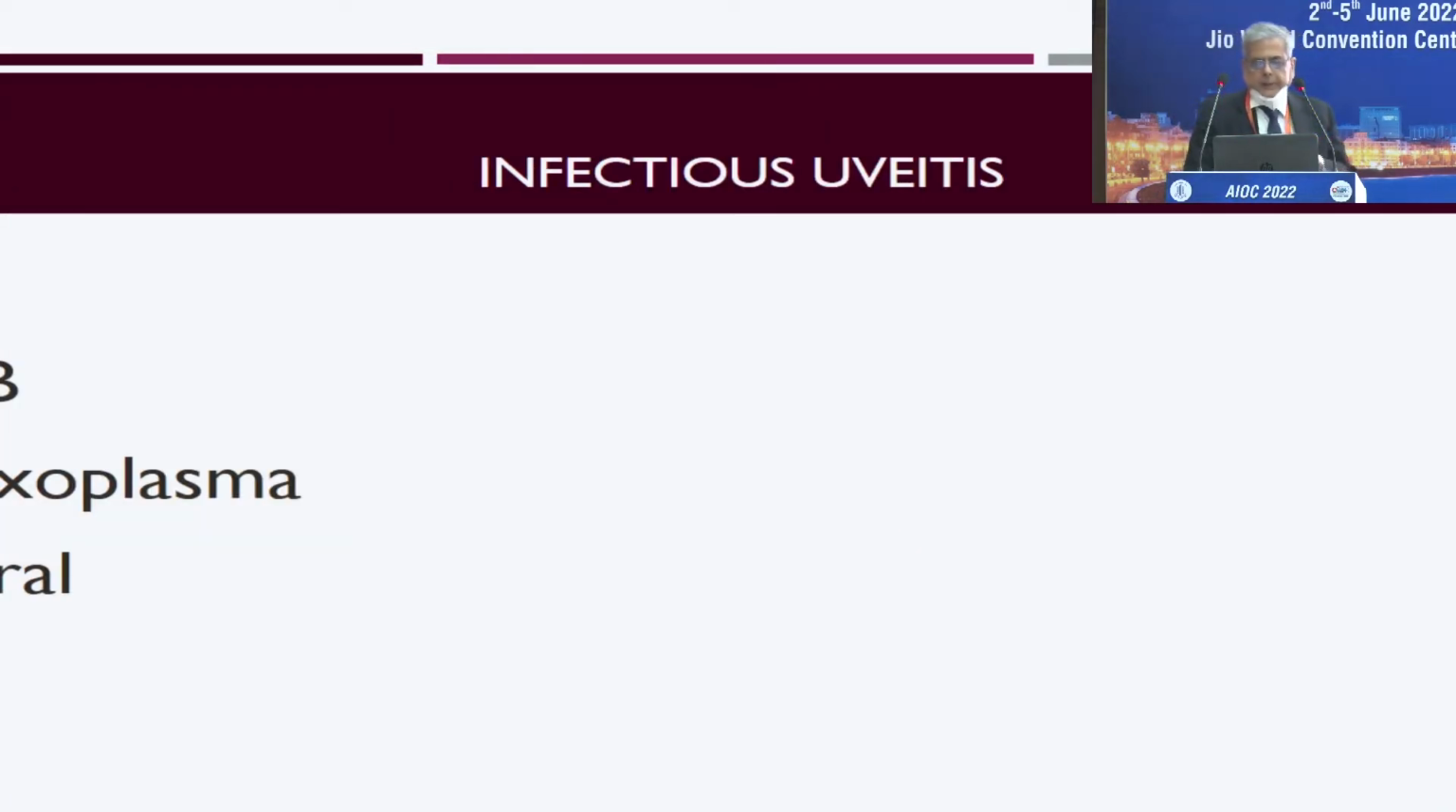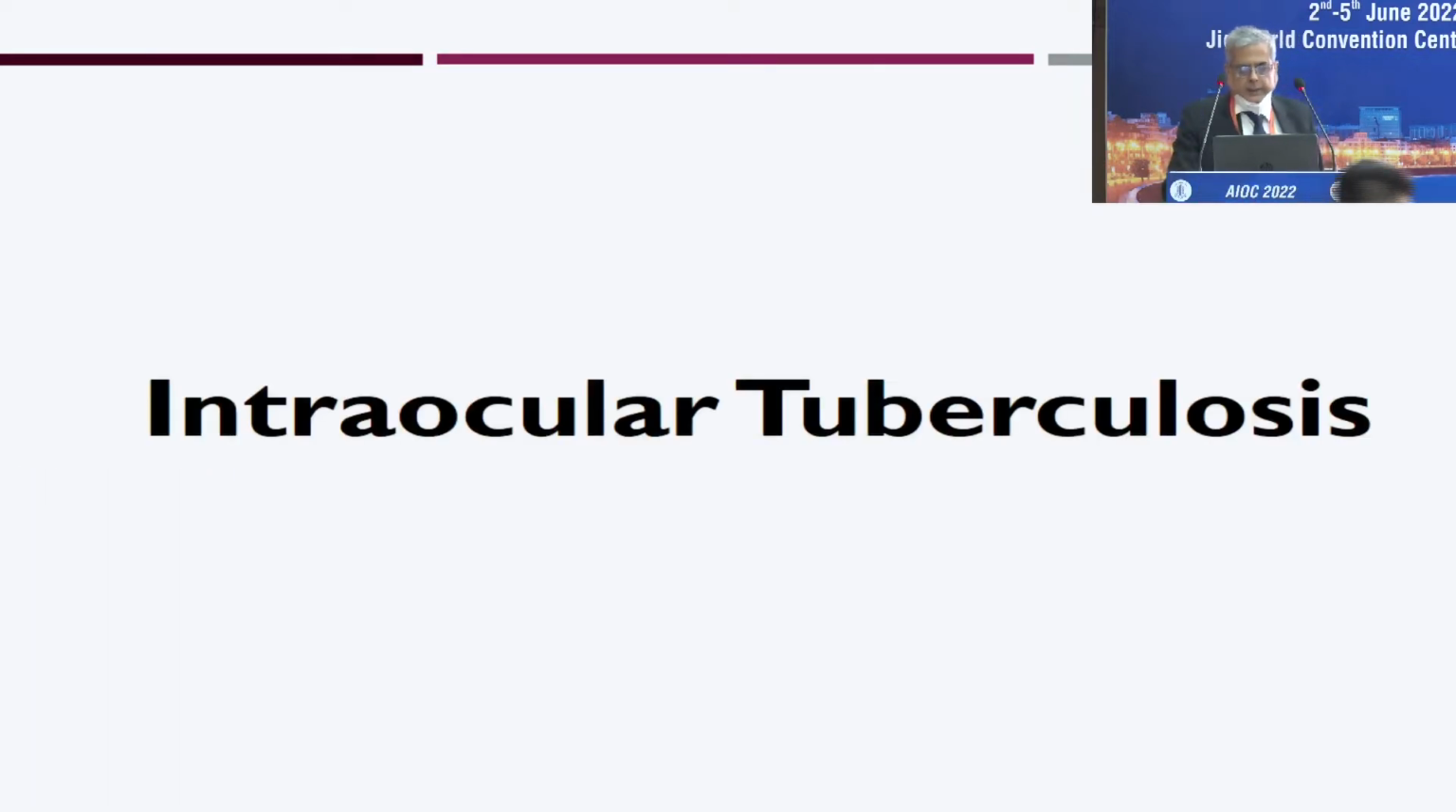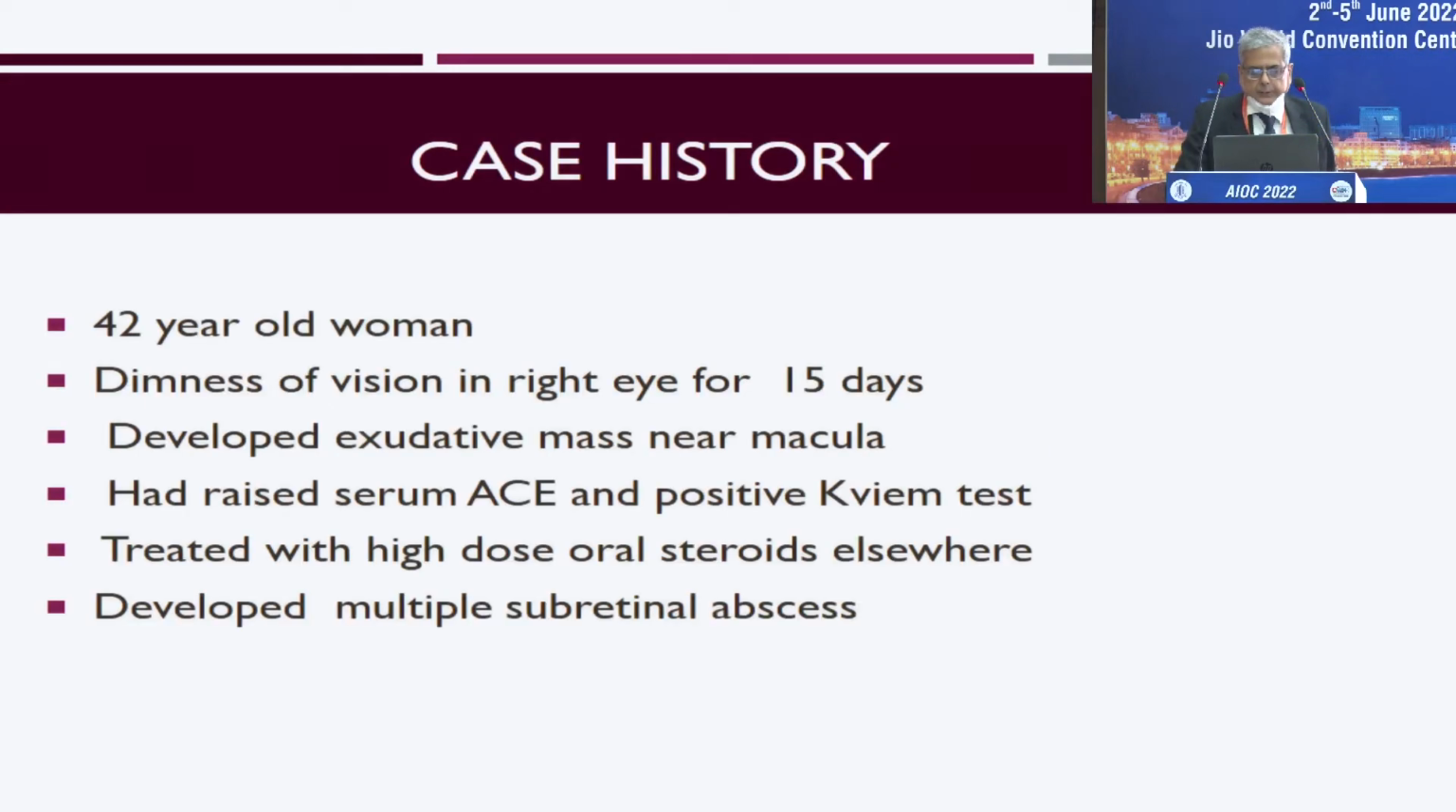Now coming to the infectious uveitis, TB, toxoplasma, and the viral are the three common causes of infectious uveitis. I will show some histopathological evidence of intraocular tuberculosis. This is a 42-year-old woman, dimness of vision in the right eye for 15 days. She developed an exudative mass near the macula, had raised serum ACE and positive Mantoux test. That time Mantoux test used to be done.